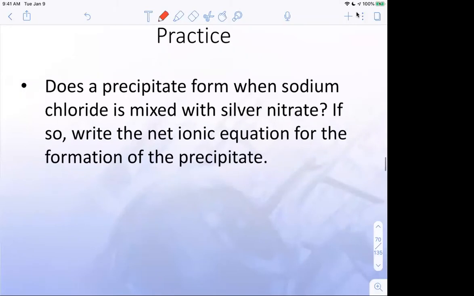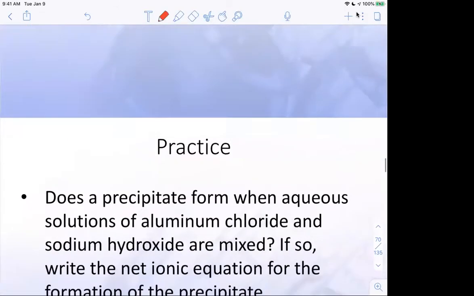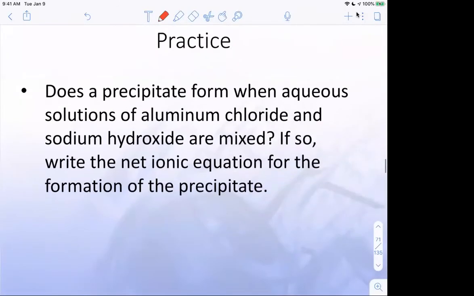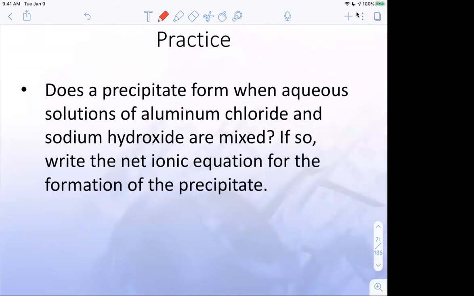Here's another example. If I have sodium chloride, which is aqueous, and I mix that, oops, this is the same thing. So let's do this practice. Sometimes I have these doubles in my slides, which drive me crazy, but at least I figured that out. Anyway, let's do this one.